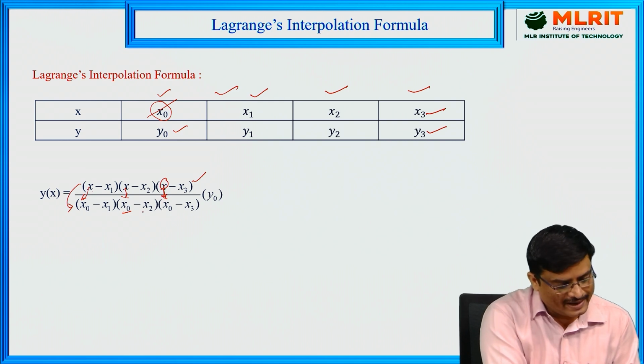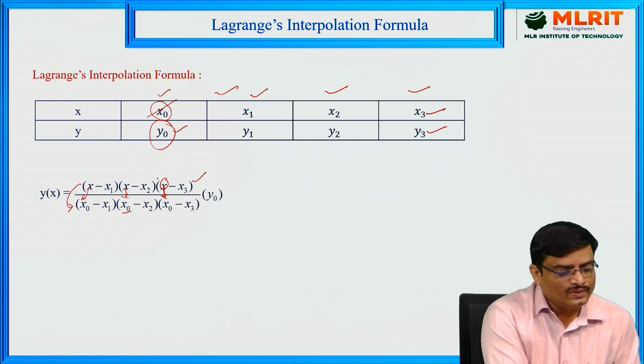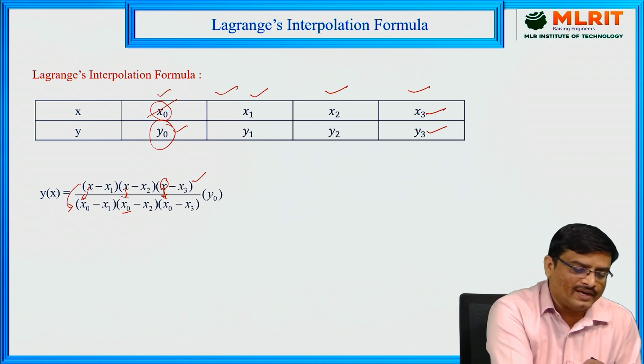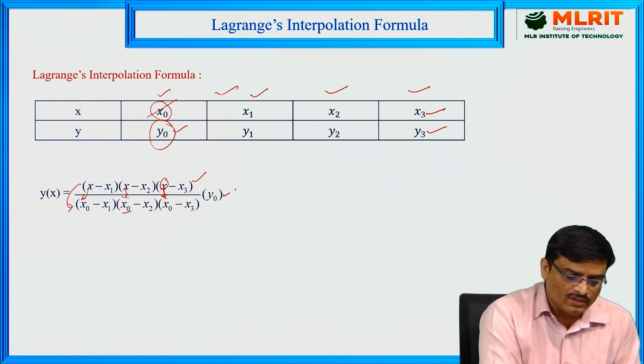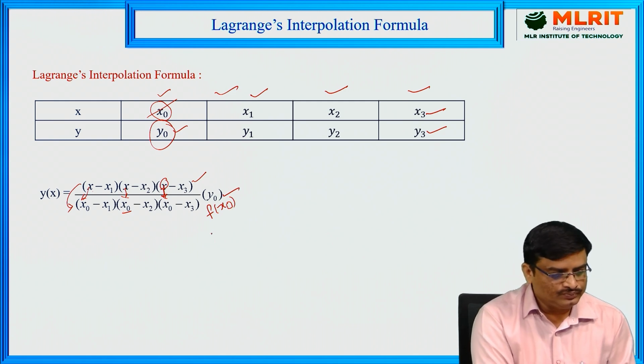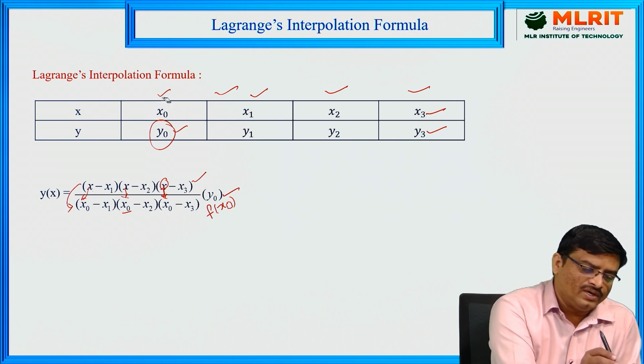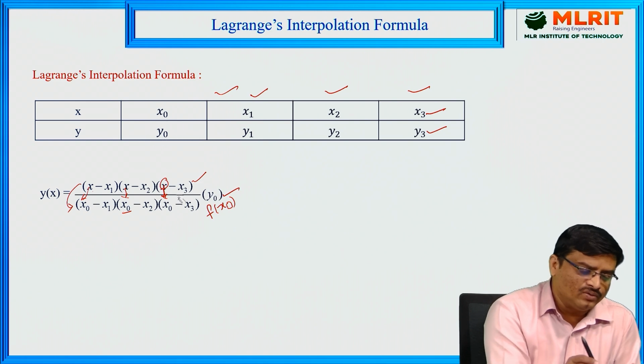After making these small modifications to the numerator, we get our denominator, and you multiply this value with the corresponding value of y. The corresponding value of y at x equal to x0 is y0, or we can also represent this y0 as f of x0. In this way we can represent this. So by neglecting the x0 value in the numerator, we got this first term here. Now we will go for the second term.